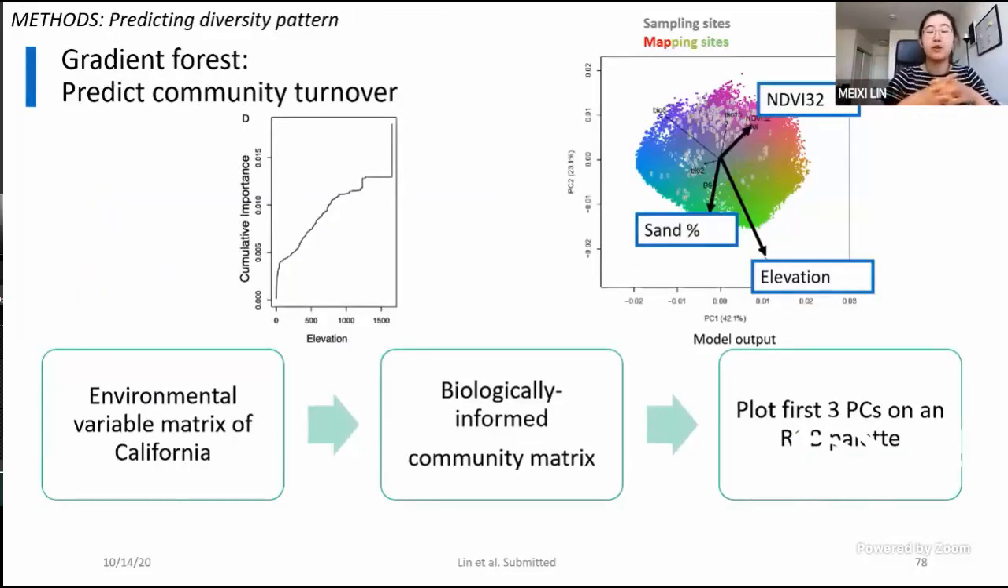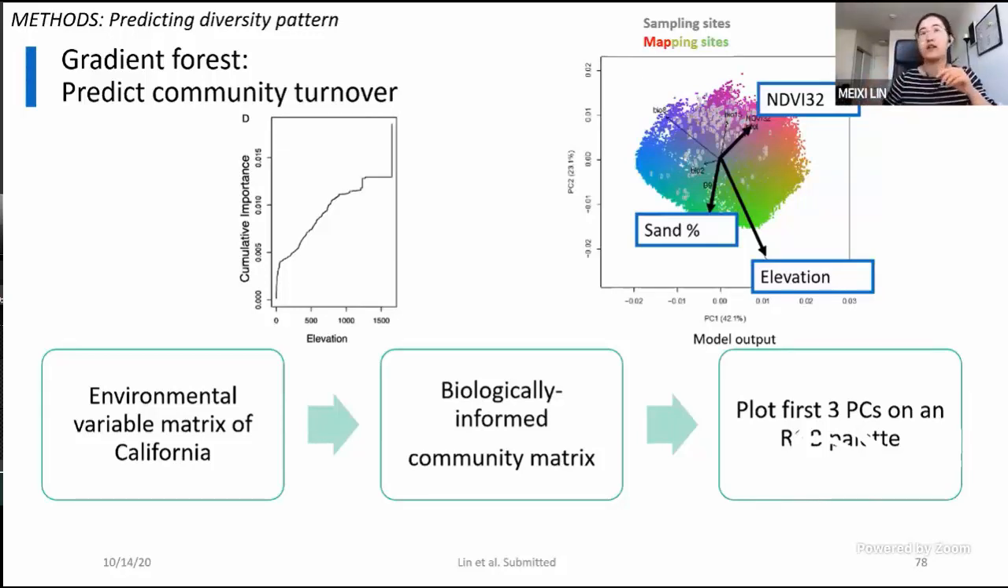To answer the third objective of trying to predict the community turnover patterns, we use the abiotic and biotic relationship inferred from the last slides. We're able to transform the unstructured environmental variable matrices according to the cumulative importance variables and turn it into a biologically informed community turnover matrix with a wall-to-wall coverage in California. We also colored the sites by the principal components.